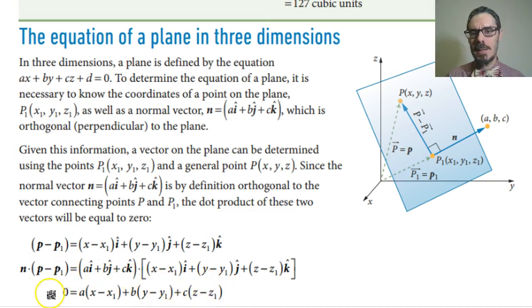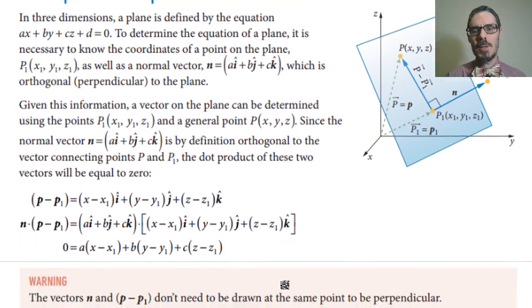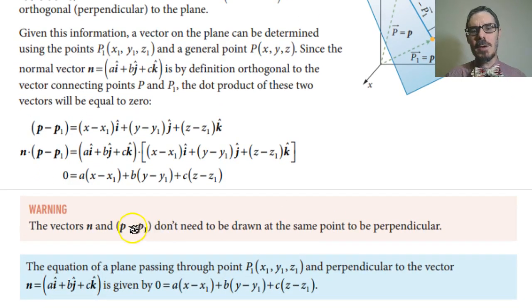So this is an equation that defines a plane in 3 dimensions. All I need to define the plane is my normal vector A, B, C, and some point P1 that I know is on the plane, x1, y1, z1. Just to reiterate, you don't have to actually draw these from the same point. They're vectors. They just give us directions.